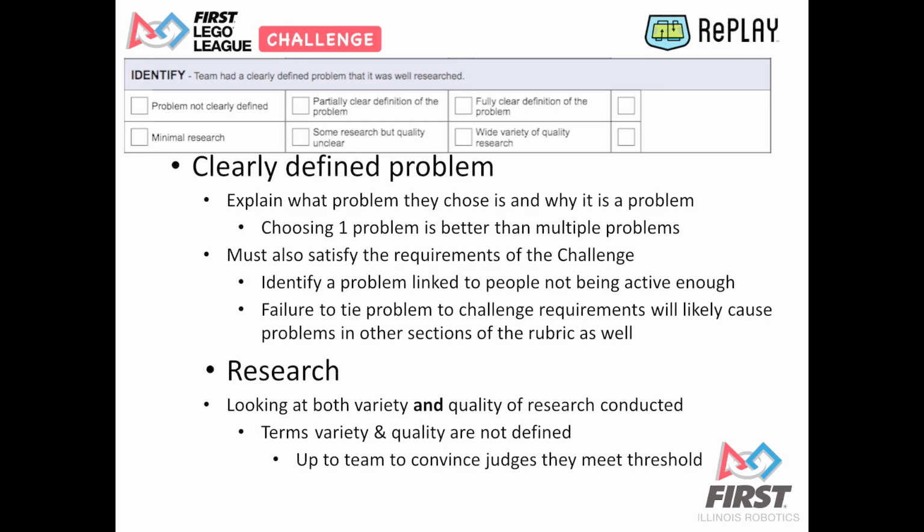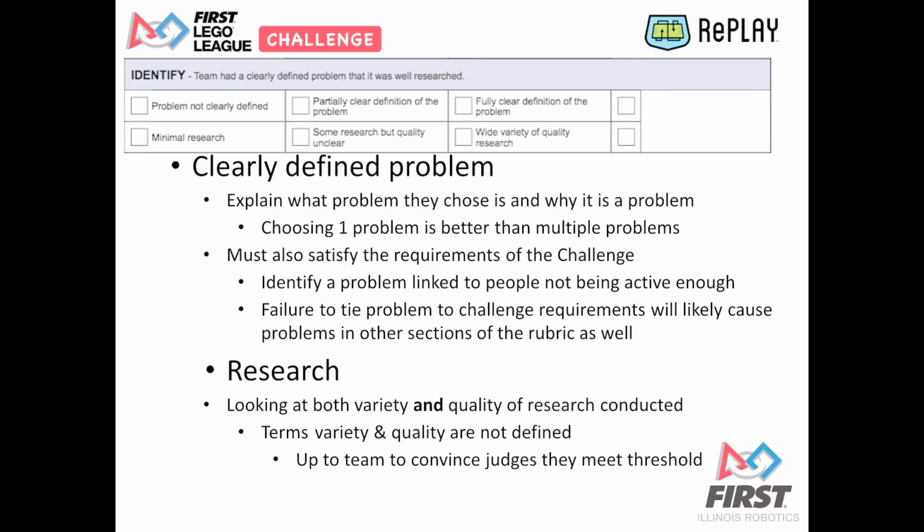However, when looking at problem identification, some teams forget that in order for the problem to be clear to the judges, the teams not only need to explain what the problem they chose is, but they need to satisfy any requirements of the challenge. For the Replay season, page 8 of the engineering notebook explains that teams have been asked to identify a problem linked to people not being active enough. So judges will expect a team, as part of explaining their problem, to be clear as to how the problem they chose is connected to people not being active enough.